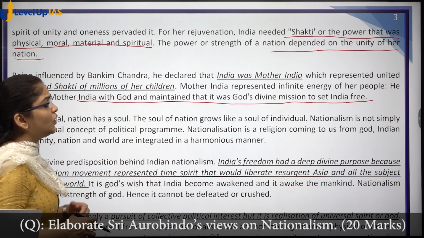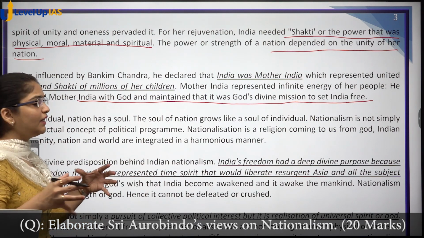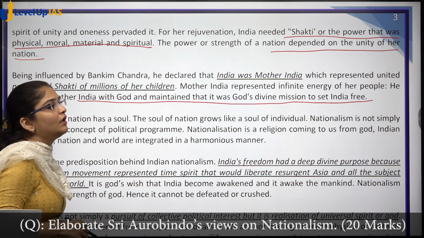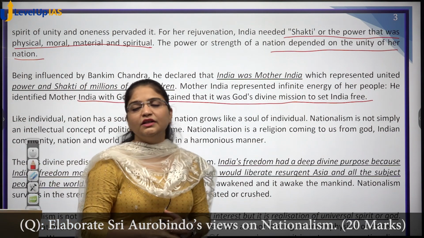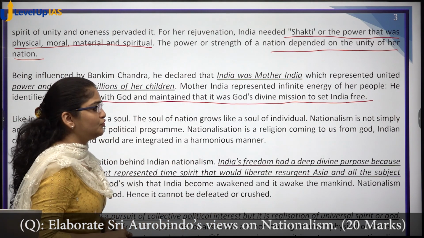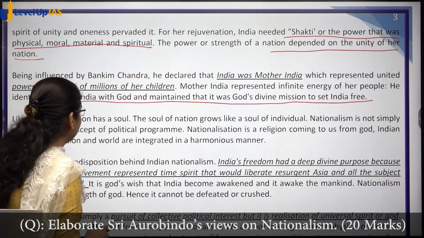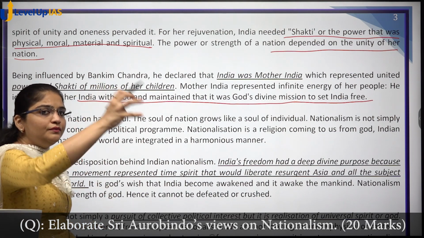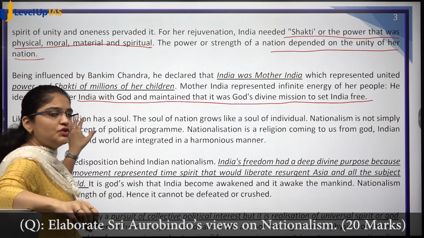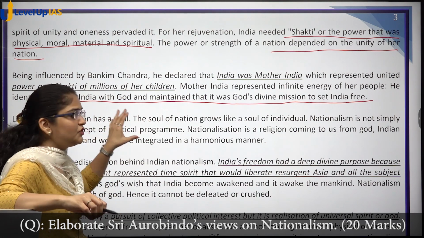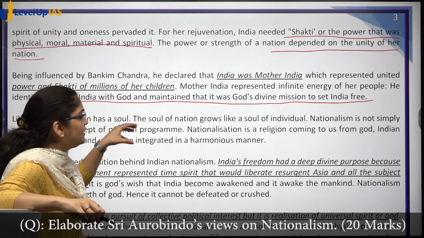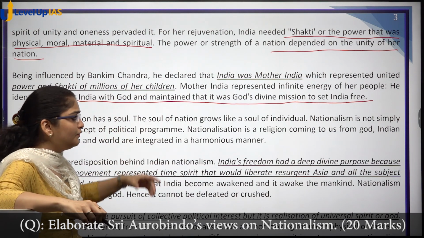Why do we have to talk about Mother India? Because that will again unite people, and it will give a lot of vigor and energy to the Indian national freedom struggle. So now we come back to the philosophical basis. Like an individual, a nation has a soul, and the soul of a nation also grows like the soul of an individual.